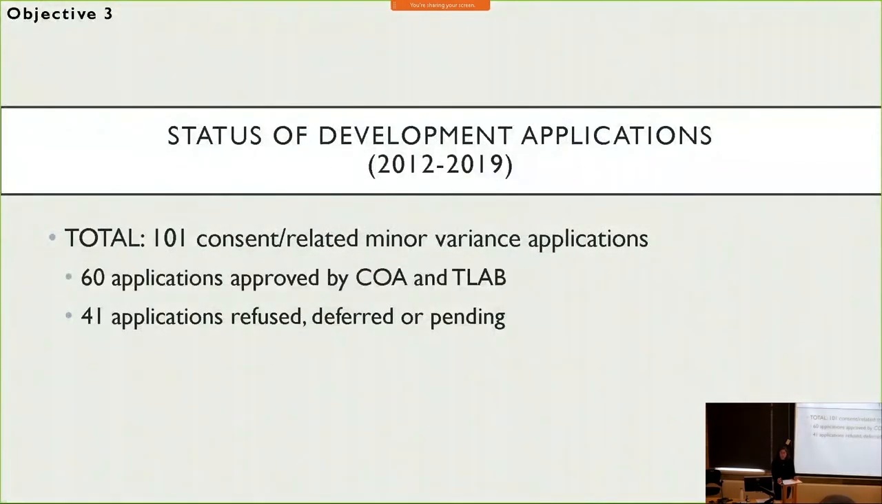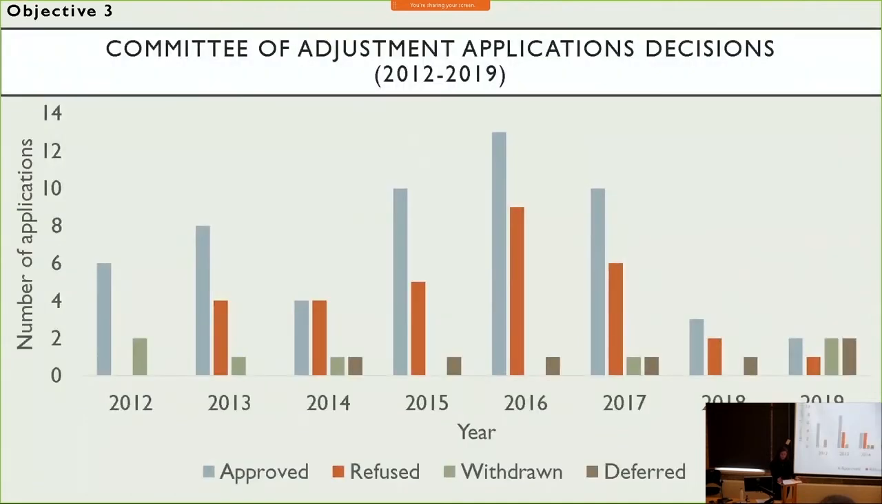So with that in mind, I just want to reiterate the current status of development applications in Long Branch. Of the total of 101 consent and related minor variance applications that were submitted since 2012, 60 applications were approved by these COA and TLAB members, formerly OMB, but that's a 59% approval rate. And then when we look at the annual breakdown of applications based on the decisions made by the COA, we can see again that more applications are approved than not in the blue, year in and year out.